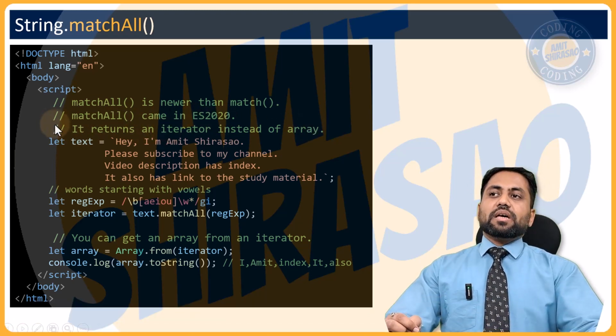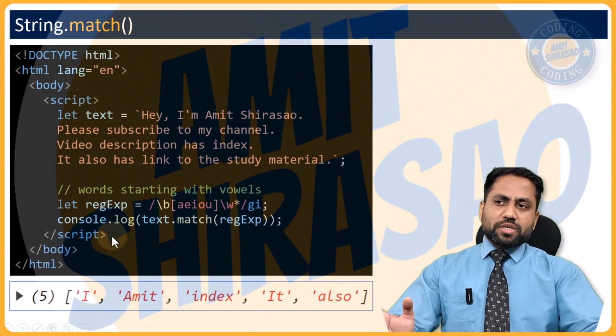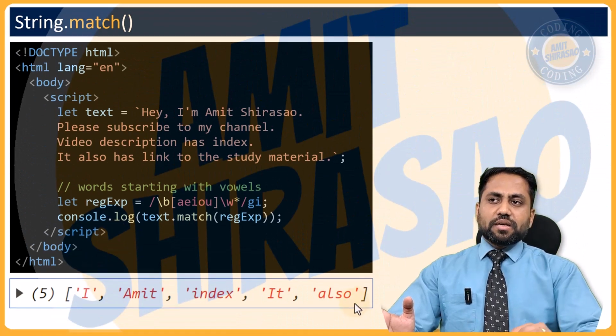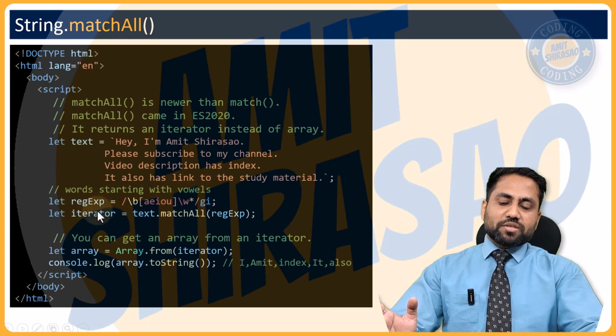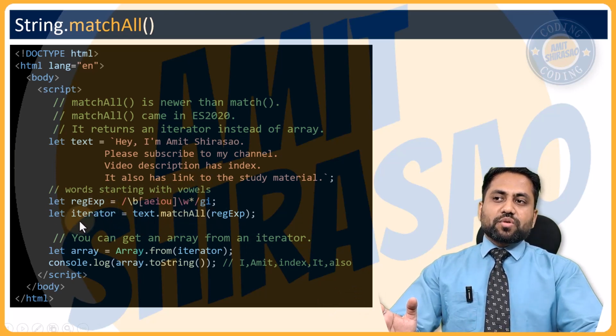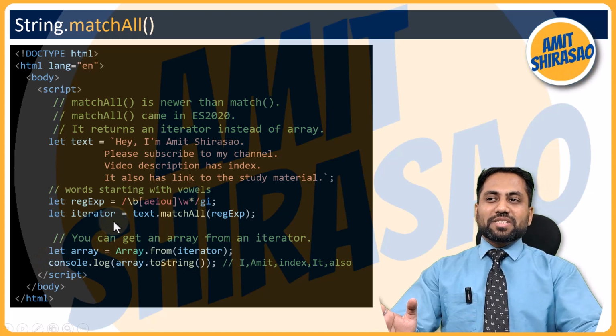So basically, it does not give an array, just like over here. You got an array, right? Now this one does not give you an array, it gives you an iterator. So when you say matchAll with the regular expression, there is an iterator. Now, to get an array from an iterator, you have to write Array.from(iterator). Then you'll get an array. Otherwise, it is basically an iterator.